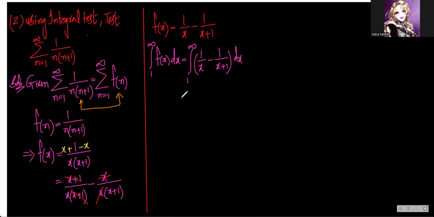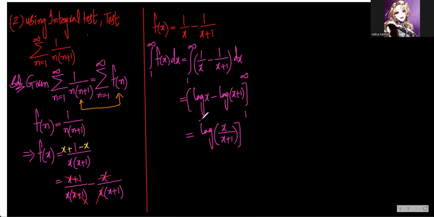Which is equal to 1 by x integration is log x. Even here 1 by x is log x, that is log of x plus 1. Limits are 1 to infinity. And again, some of the students are in a hurry, they'll apply the infinity and say that the answer is infinity, not like that. Log a minus log b can be written as log a by b. Limits are from 1 to infinity.